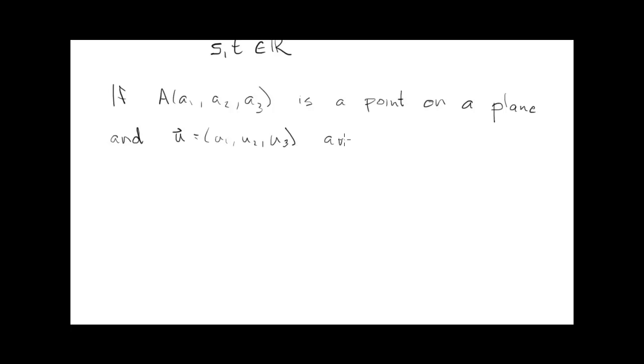So if we need a point on the plane, a1, a2, a3 is a point on a plane, and we'll use u, call it u1, and v are two non-collinear vectors on the plane, or in the direction of the plane.